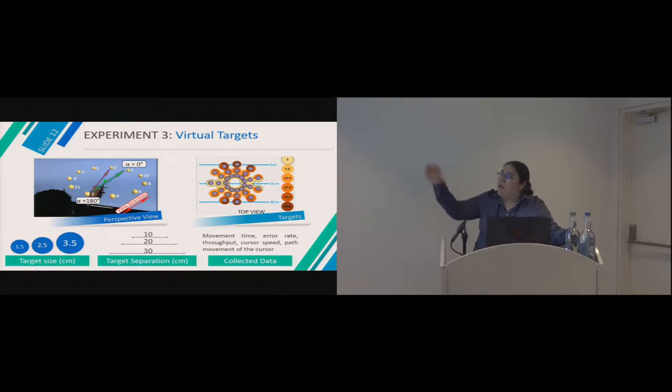On the second plot, you can see the target depth changes. Even if we only have three target separations, we have more differences between target depths. We have even more, so we had to pair them and equalize them because there were too many target differences. And yes, we again collected the movement time, error rate, throughput, speed, and movement paths. But I will only talk right now about the results of the performance.